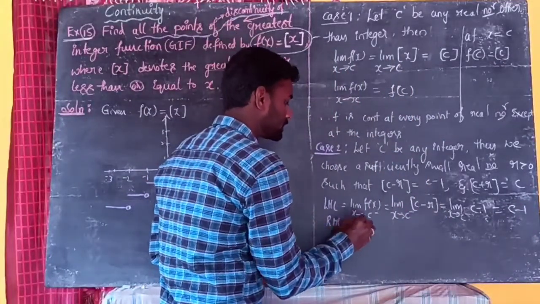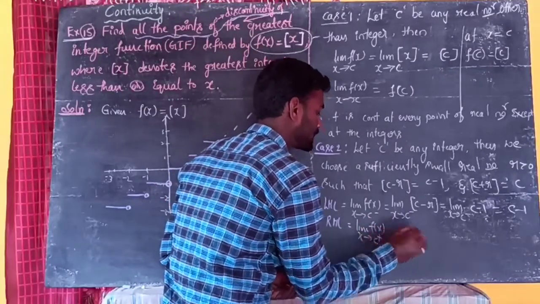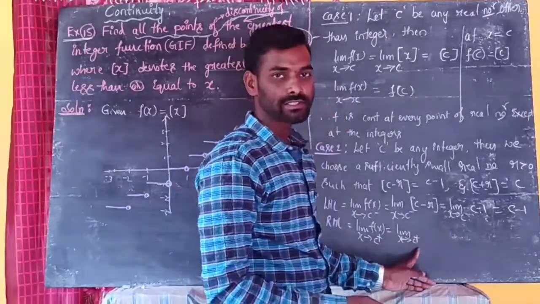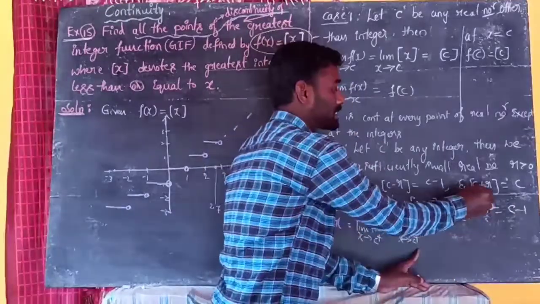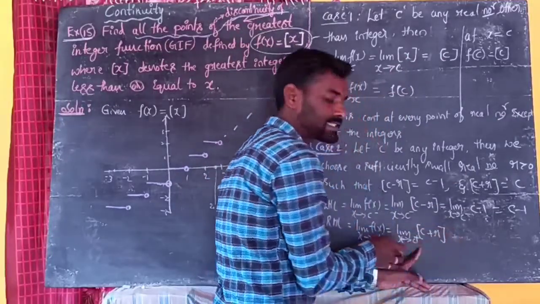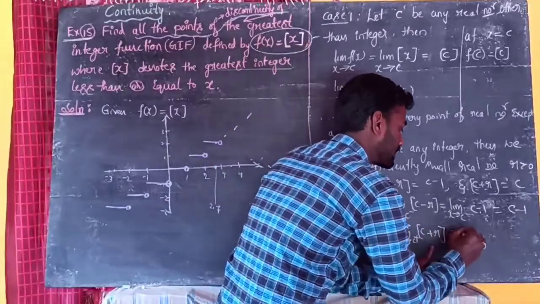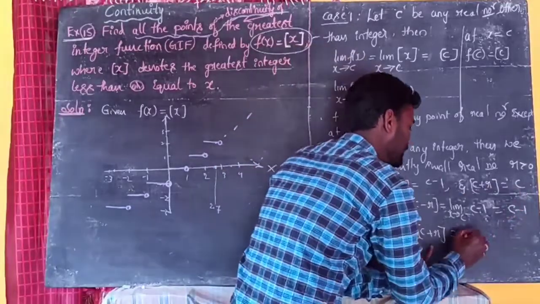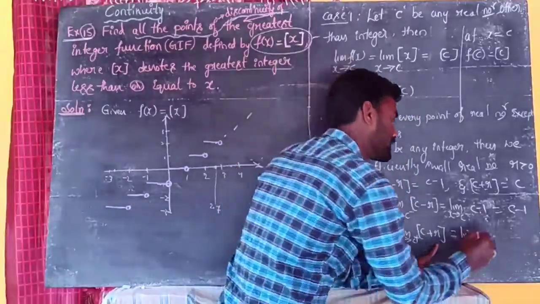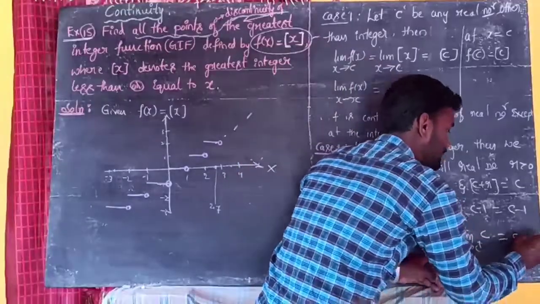Now RHL means limit of f of x as x tends to C plus. C plus means that is greater than C. So when x is greater than C, that function becomes greatest integer of C plus R. Greatest integer of C plus R is C, so when we substitute the limit, this becomes C only.